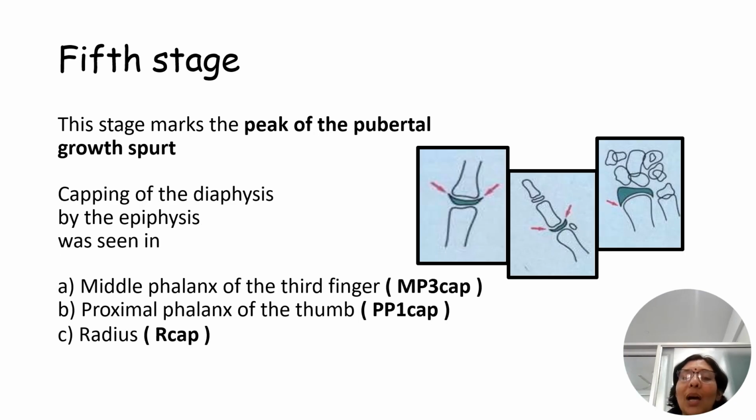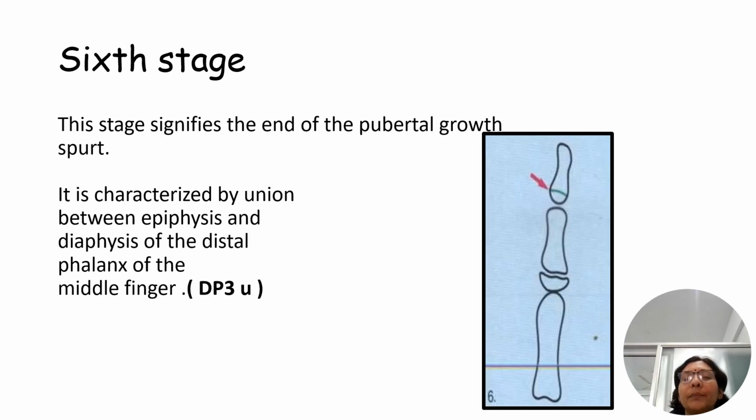Now, the fifth stage marks the peak of the pubertal growth spurt. In this, there is capping of the diaphysis by the epiphysis, which is seen in MP3, that is the middle phalanx of the third finger, the proximal phalanx of the first finger, and in the radius. So if we see capping in any of these, the middle phalanx, proximal phalanx, or the radius, we call it the fifth stage, that is the peak of the pubertal growth spurt.